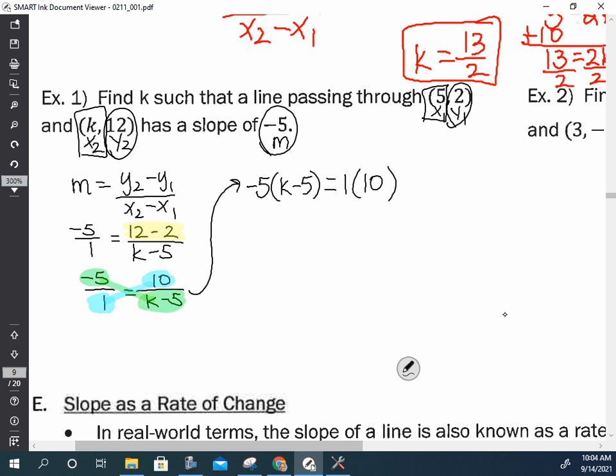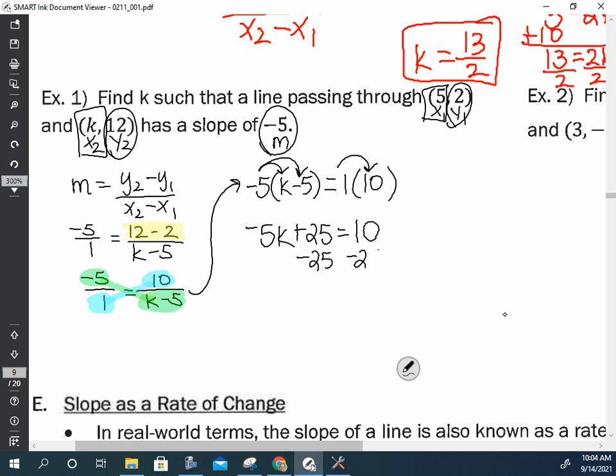So now we're just solving an equation. -5 times k is -5k. -5 times -5 is +25. 1 times 10 is 10. Then we finish solving it out.